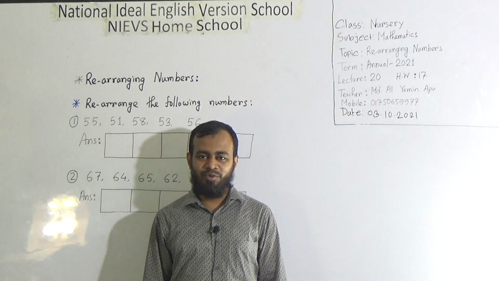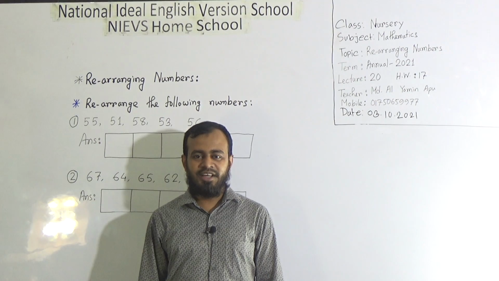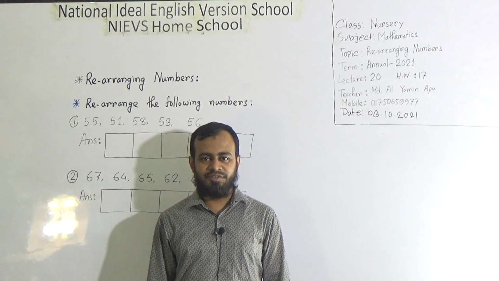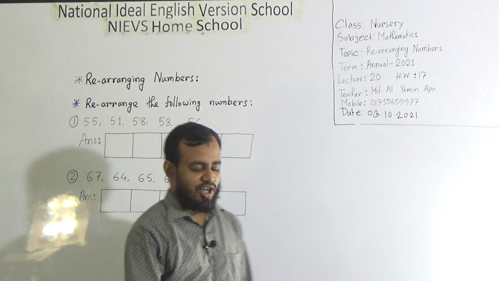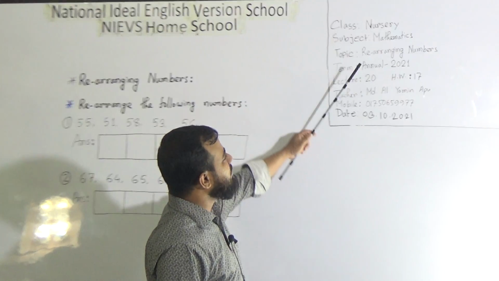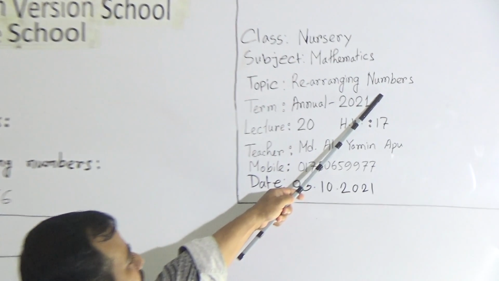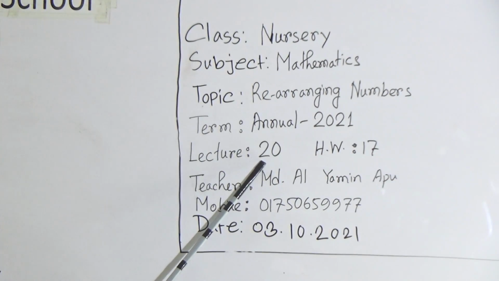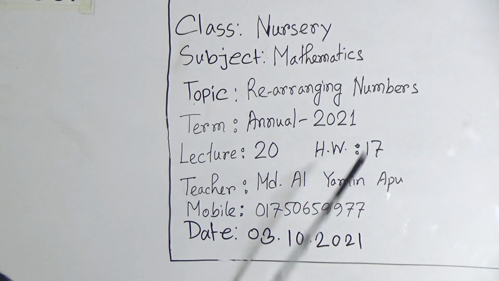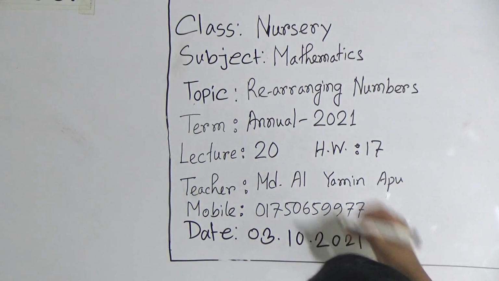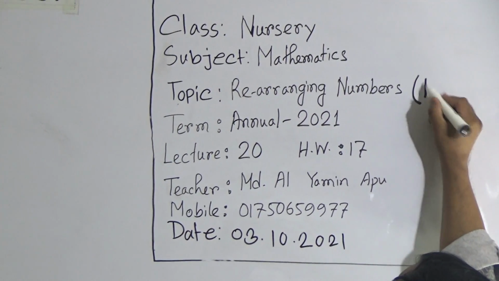I am Muhammad Yamin Apu, an assistant teacher of mathematics, National Ideal English Person School morning shift. Dear students, I am going to take a math class for the students of class nursery. Our today's topic is rearranging numbers. It's lecture number 20 for the annual term examination, and you have a homework. Your homework number is 17. My dear students, your topic is rearranging, part 1.